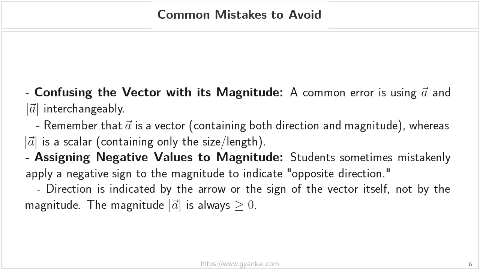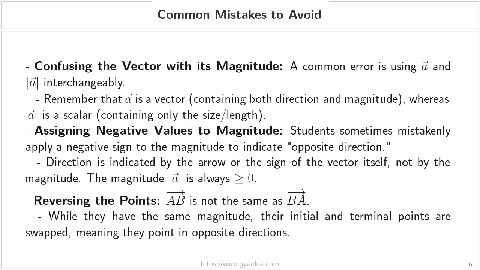As we learned in the previous slide, magnitude represents a physical distance, and distance can never be negative. If you want to show a change in direction, that is handled by the arrow itself or the vector's components, not by the magnitude. Remember, the magnitude of a vector must always be greater than or equal to 0.